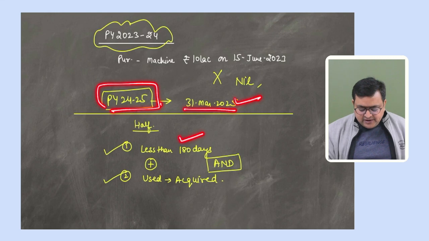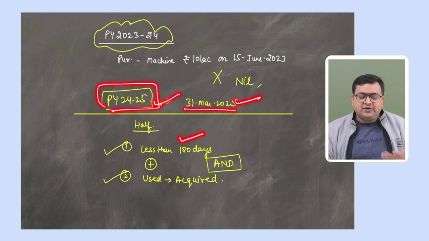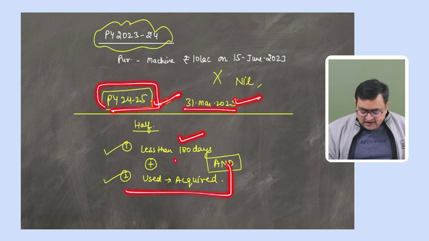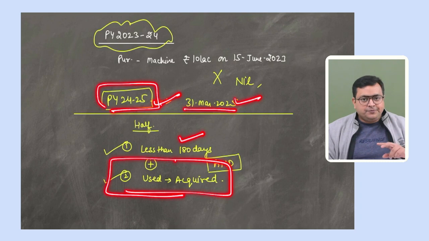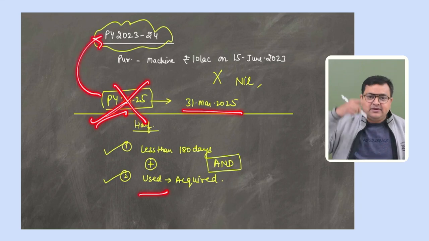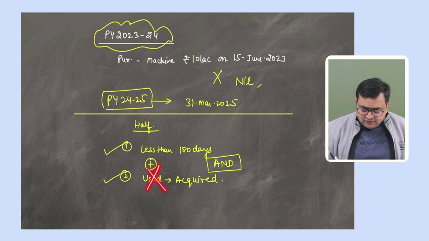Okay. That is less than 180 days. Answer is yes. In this year, will you charge depreciation? Of course, because you have used it, we will charge depreciation. Is the second condition getting satisfied? The answer is no. It is used in this year, but it was not acquired in this year. It was acquired in some earlier previous year. So this condition was not satisfied.